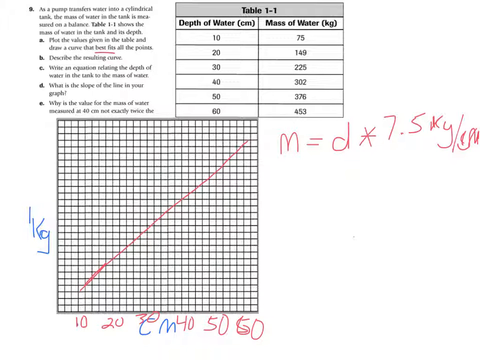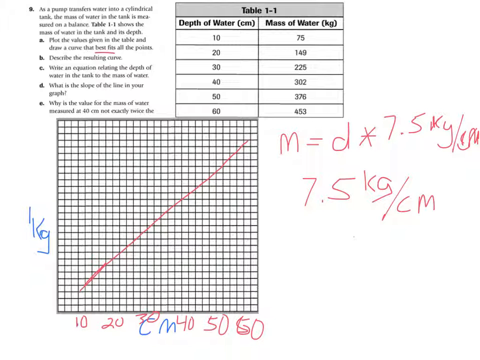My stylus doesn't want to work there, but that's what you would have. And now it says, what is the slope? And that would be your 7.5 kilograms per centimeter is the slope on which you have here. You know, the y is the value for mass of water measured at 40 centimeters, not exactly twice.